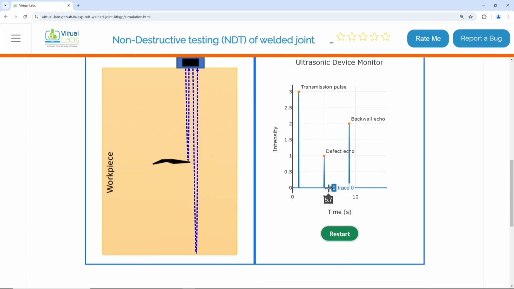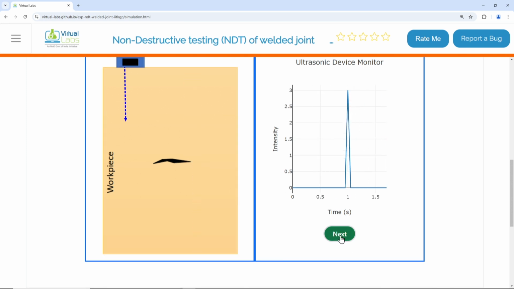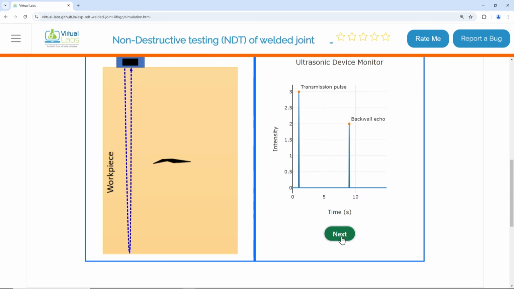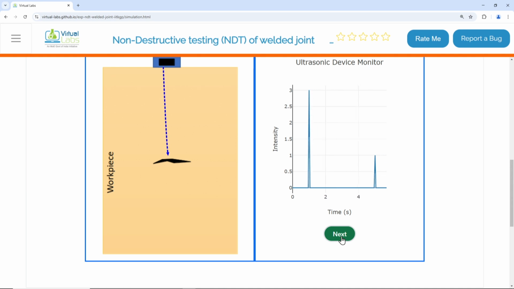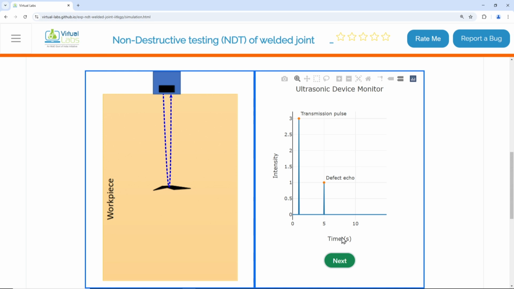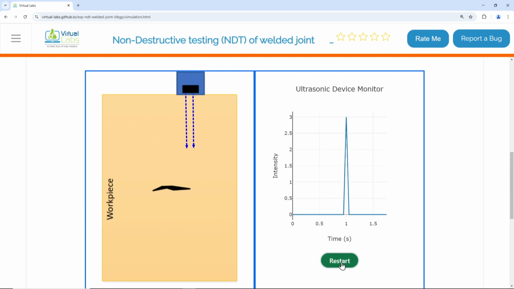The transmission pulse, defect echo comes in between, and back wall echo is also there. Again, next, we start from the beginning. Here is no echo, no defect echo. In the second sending of the wave, the ultrasonic device monitor shows the graph where intensity is given and the time when the wave is sent is also given. It identifies a defect echo here. This is how it goes.